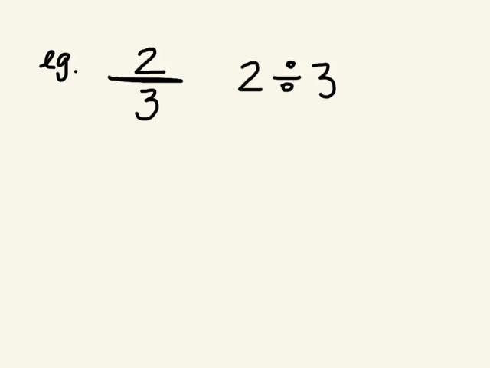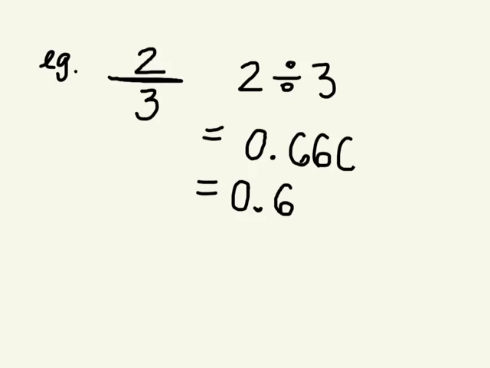2 divided by 3 is equal to 0.6 repeating, okay? On your calculator, it will round it off at the end because it only shows a certain number of digits, but it's 0.666 and it keeps repeating, right? So let's round this off to 2 decimal places. It's 0.6, and it keeps going and going and going.